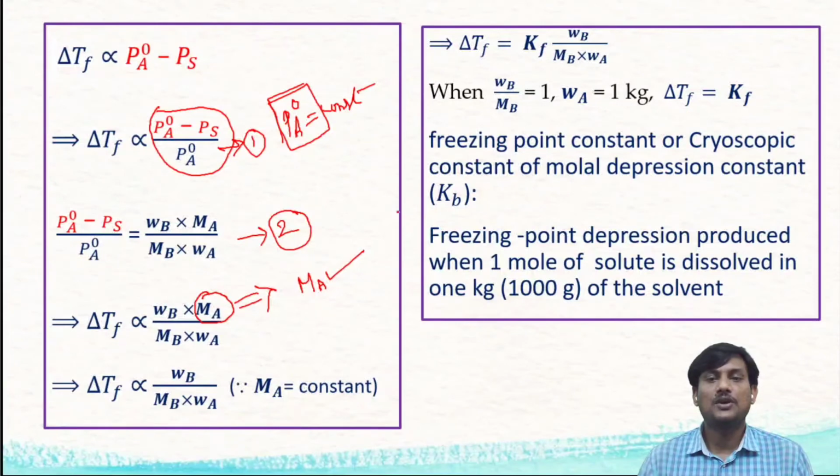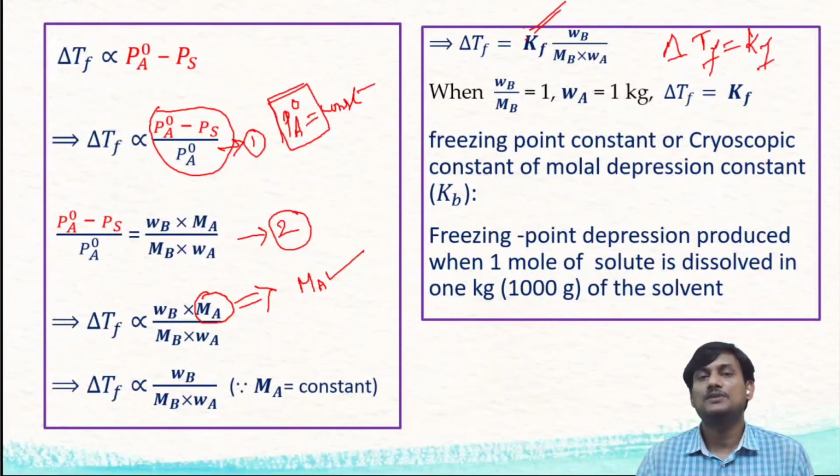Here the proportionality constant is Kf. So the equation will be delta TF is equal to Kf into WB by MB into WA. When you take 1 mole of solute, that is WB by MB is equal to 1, and 1 kg of solvent, WA is equal to 1 kg, then delta TF is equal to Kf into 1 into 1, so delta TF is equal to Kf.